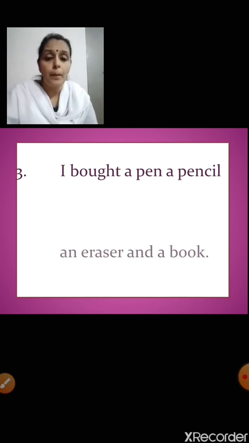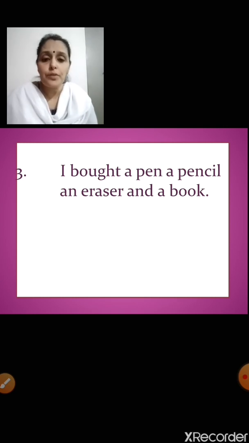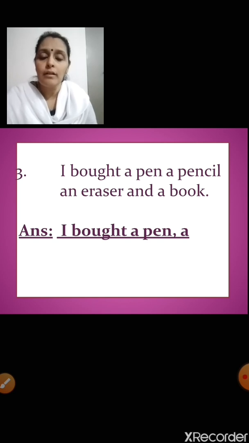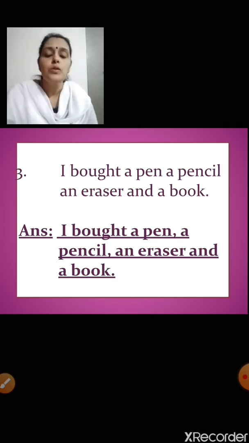I bought a pen, a pencil, an eraser and a book. So when I'm writing everything together, I'm going to separate using a comma. So I will write it as I bought a pen, a pencil, an eraser and a book. Right? So when there is a comma, I have to take a slight pause. Fine, children? Understood?